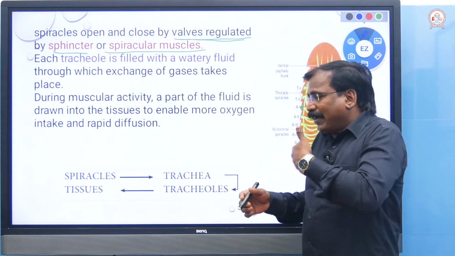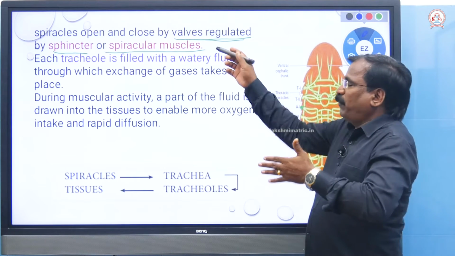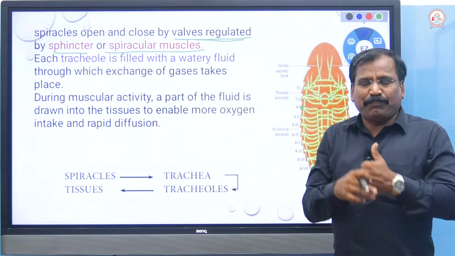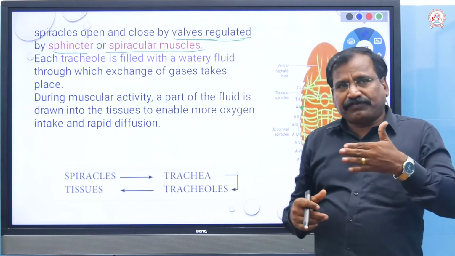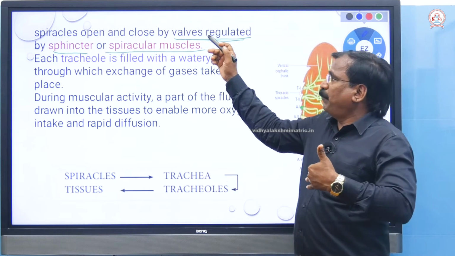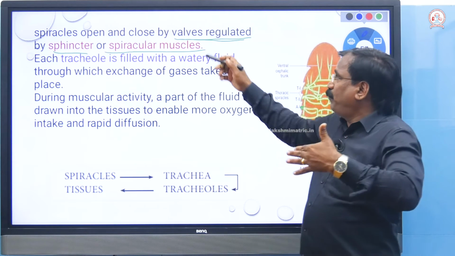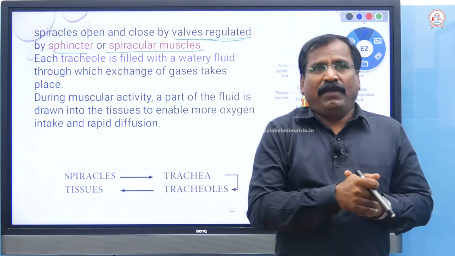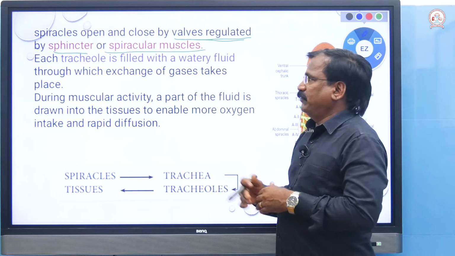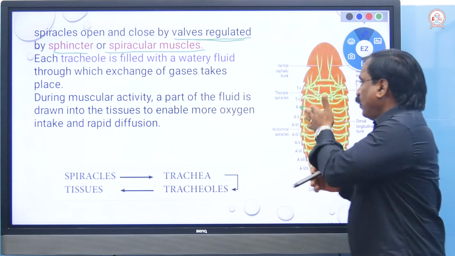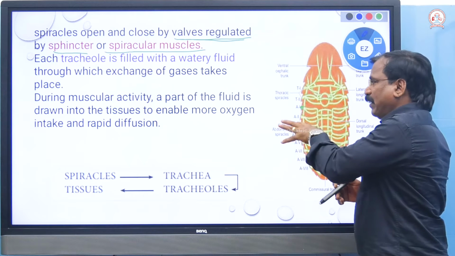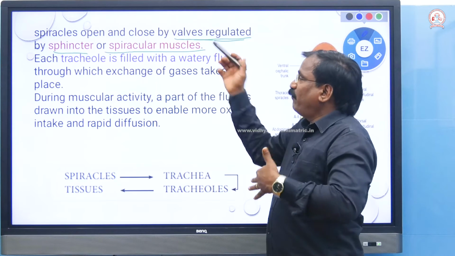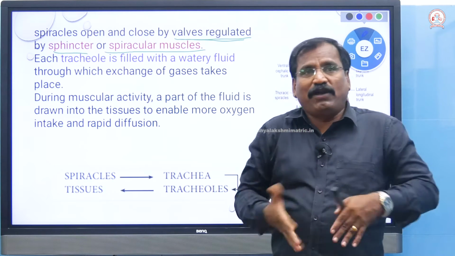The contraction and relaxation of the muscle is responsible for the opening and closing of the valves. The spiracles or stigmata are opened and closed by valves, and this movement is regulated by the sphincter or spiracular muscles. Spiracles are not open always; they are opened and closed by the valve, like the valves in the heart.